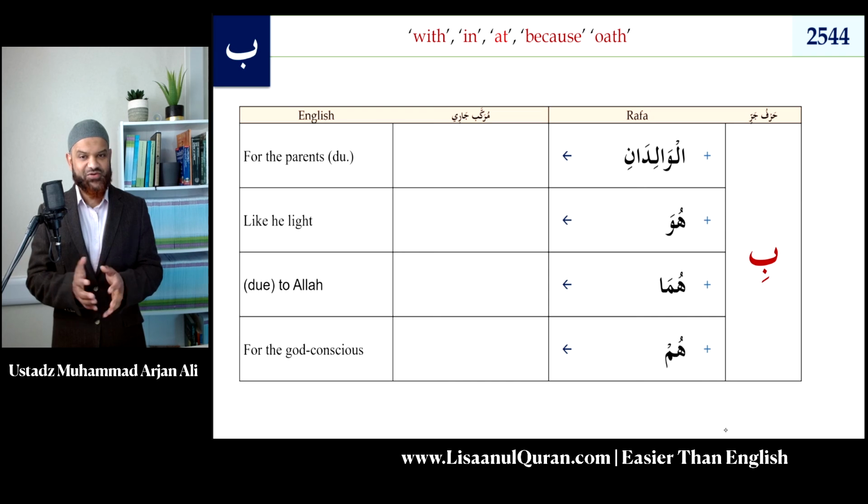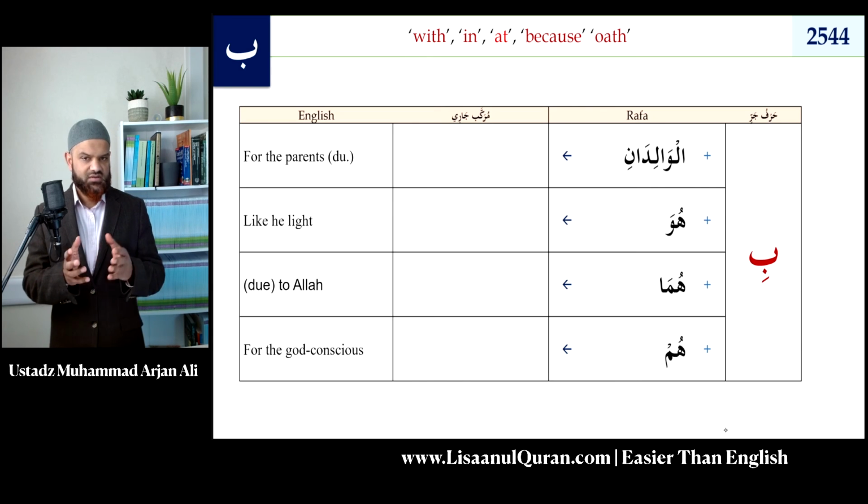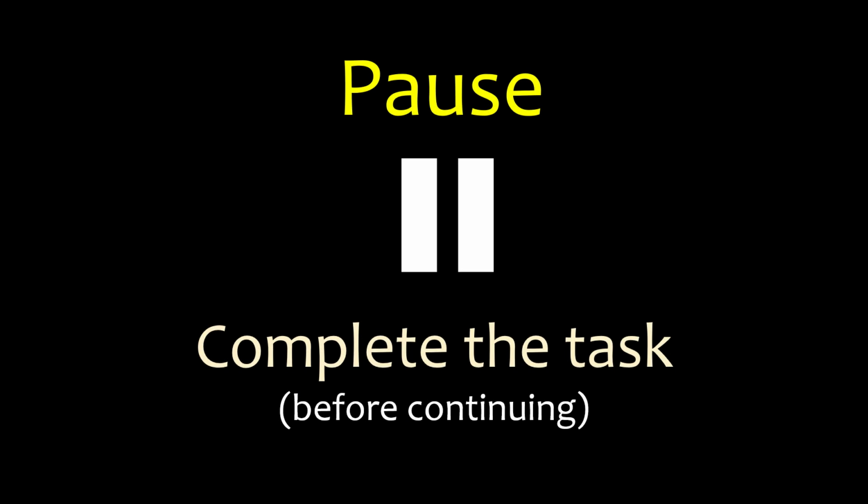Before we go, one quick exercise for you to do. I have bi, then I have one word only at the beginning: al-walidani. Please be careful, try to recognize what type of word it is. Hint is in the translation. And then you have huwa, huma, hum. Please write them down in your notebook and let's see how we go on.